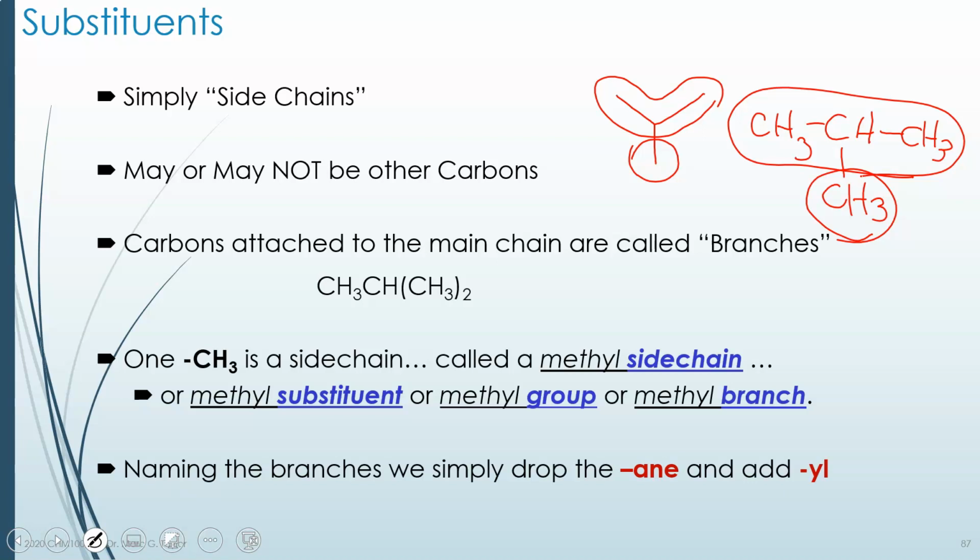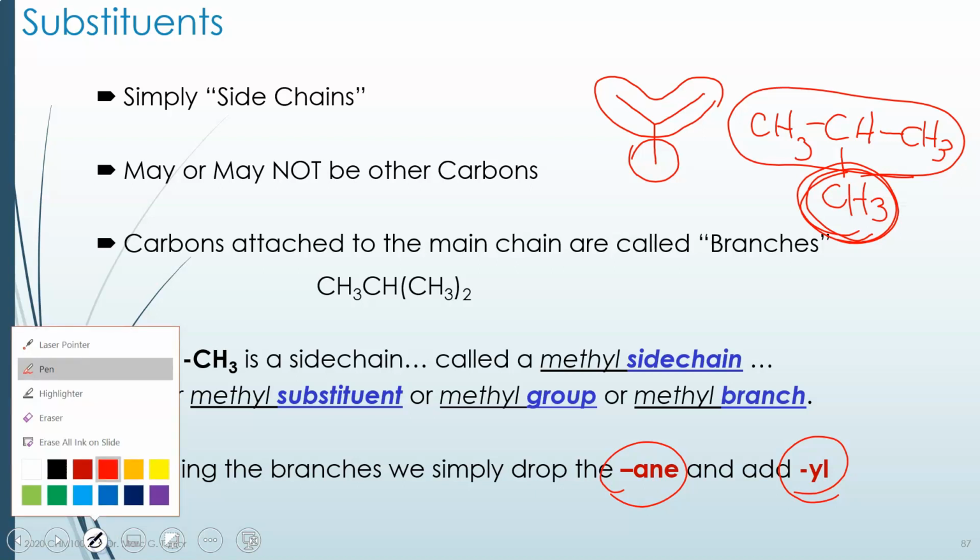and we would name the branch by taking whatever the length is. If this was 1 carbon, it was methane. If it was 2 carbons, it was ethane. If it was 3 carbons, it was propane. And since it's a branch, it now ends in YL instead of the original ANE ending.